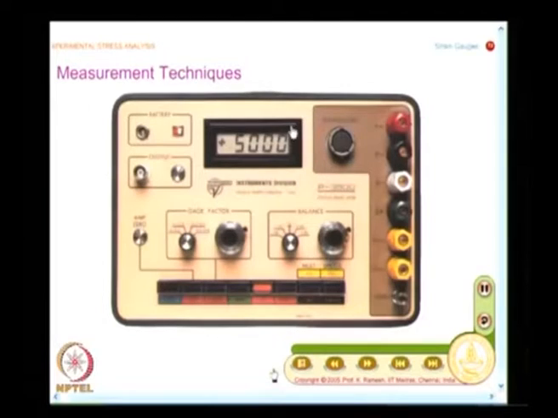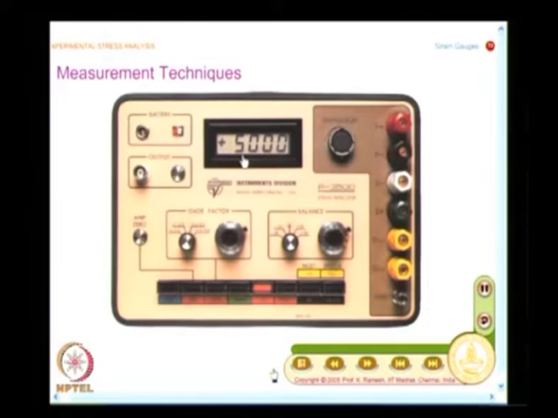And what you see here is 5000 micro strain, and periodically you need to keep calibrating the equipment. So, you have a standard shunt resistance available in the equipment itself that can be connected, and that is rated for 5000 micro strain. So, that is how you keep calibrating the equipment.